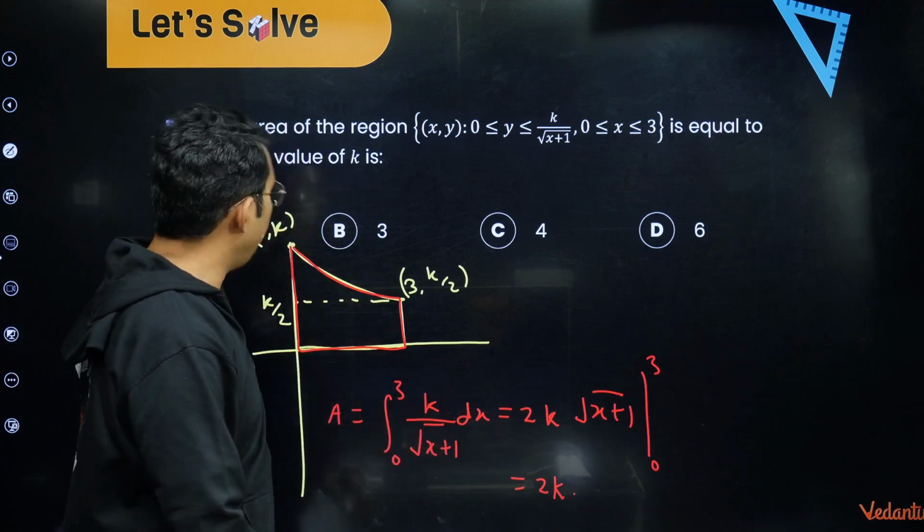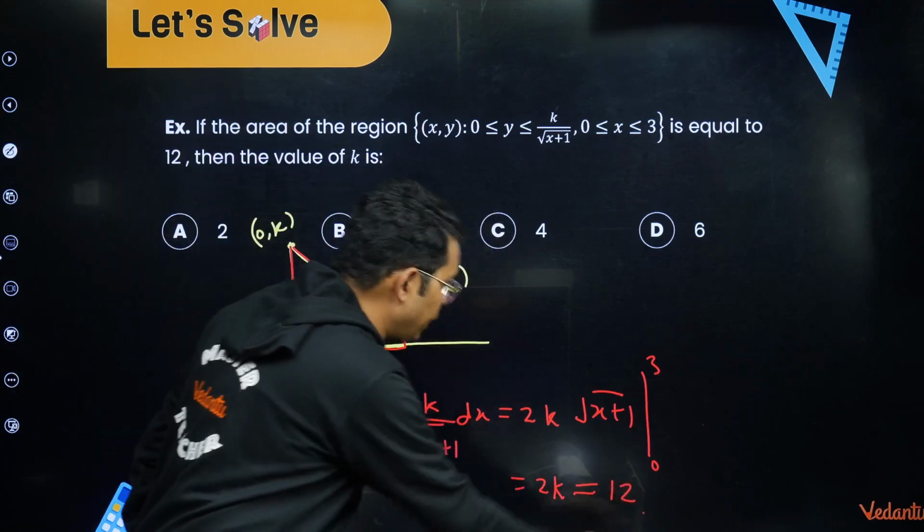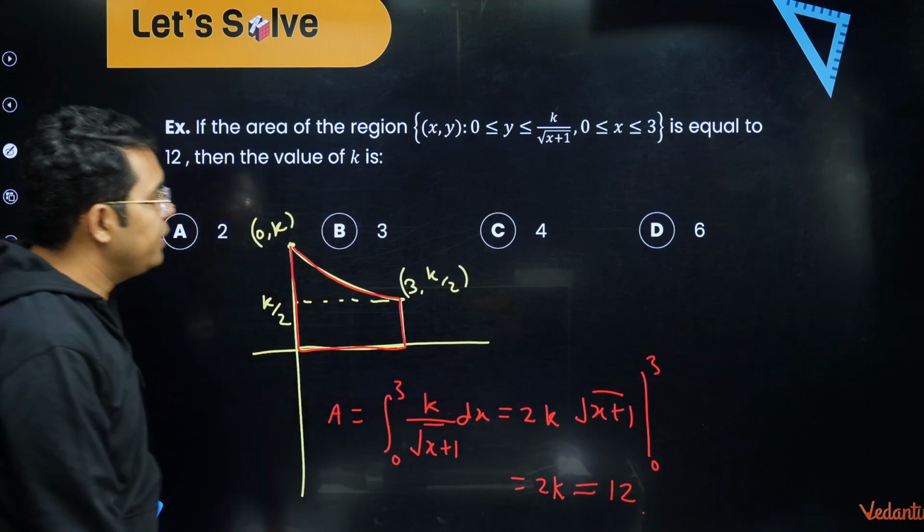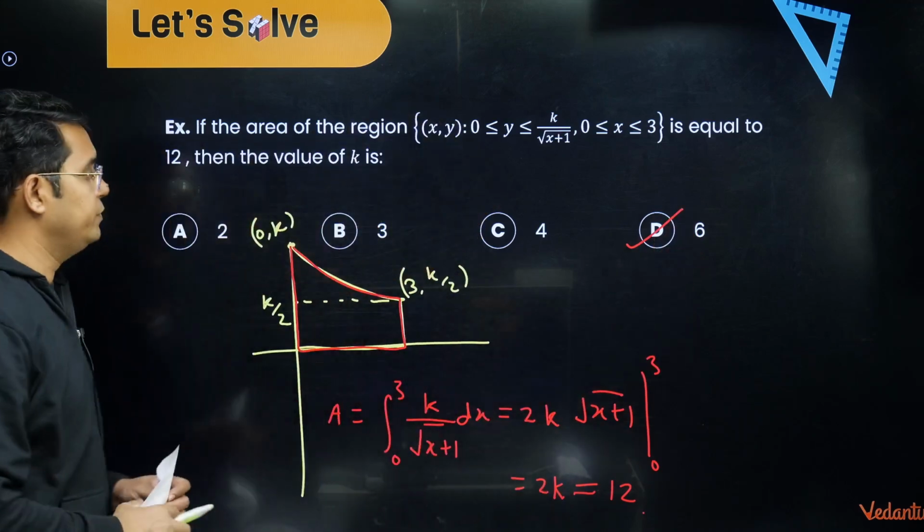And they have said this area is equal to 12. What should be the value of k? So the answer is very simple. I think it is D. That is 6. Okay.